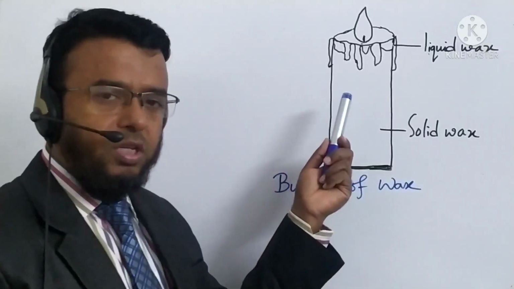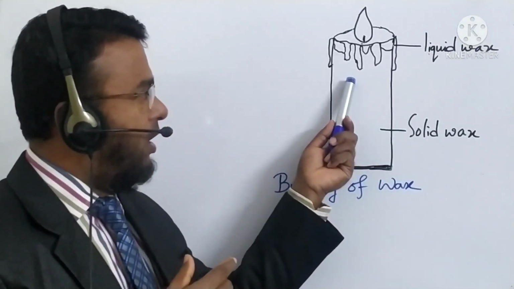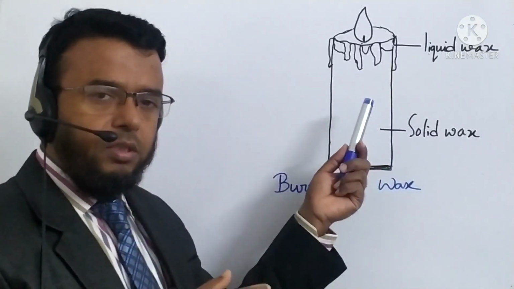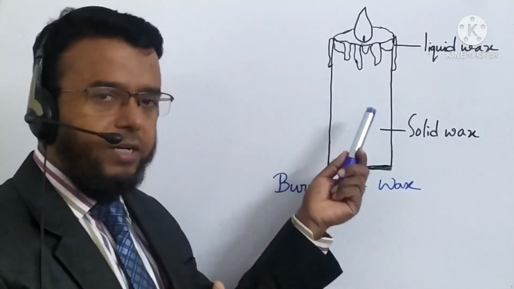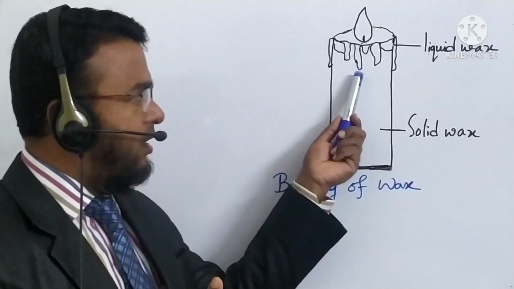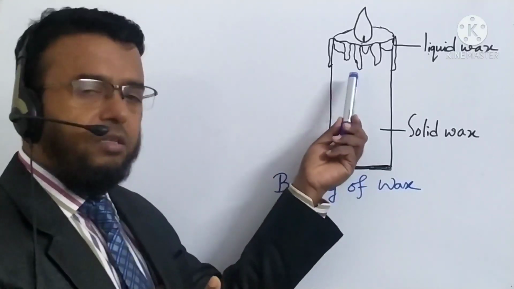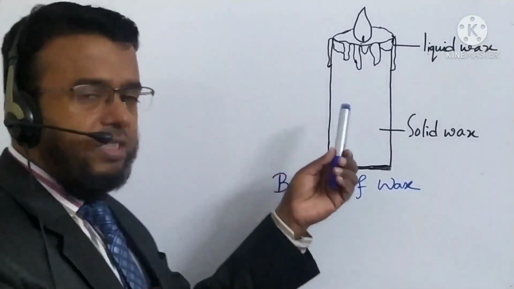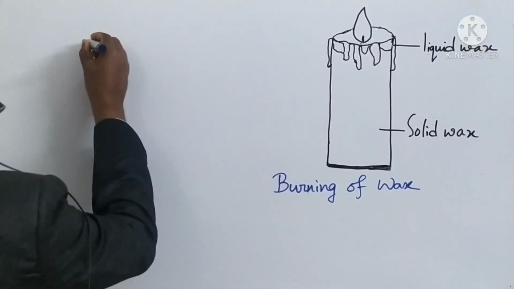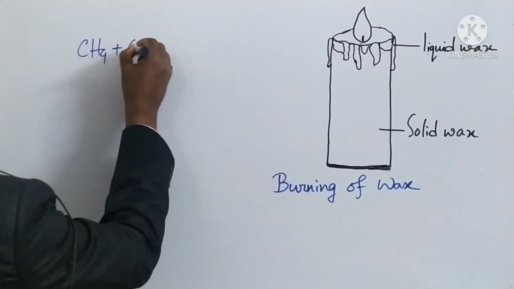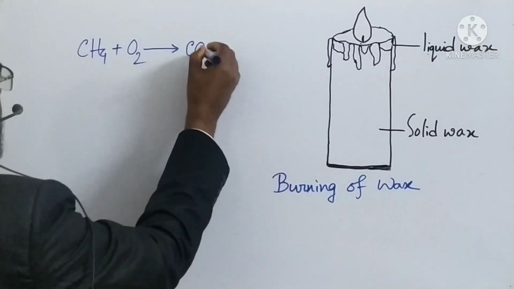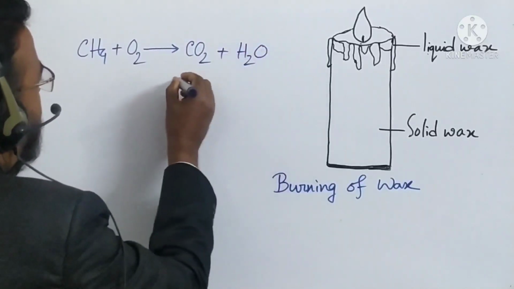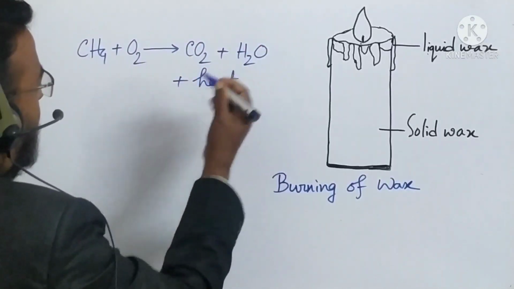So chemical change, I told that by burning a wax, it is producing carbon dioxide, water vapor, heat and light energy. And by melting, some wax is melting, so that is the physical change. Okay, now I told also this is a hydrocarbon. So for example, methane is a hydrocarbon. If methane is burned in oxygen, then we are getting carbon dioxide, water vapor plus heat or light energy.